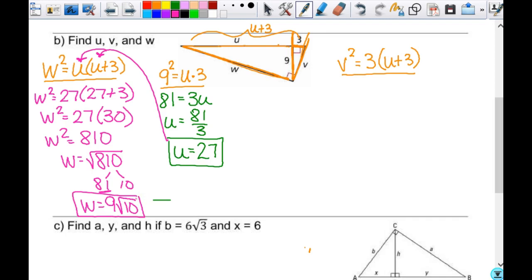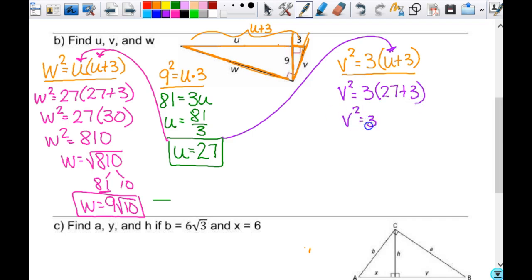So now this one had 2 variables, but again, I know what U is. So I'm going to take this U and I'm going to plug it in right there. So that gives me V squared equals 3 times 27 plus 3. That means that V squared equals 3 times 30. So V squared equals 90. V is the square root of 90.